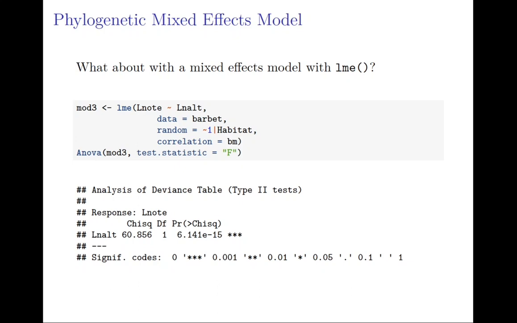But you can also do this with mixed effects models. So if you have that correlation matrix, the Brownian motion matrix, you can take your mixed effects model where you can look at the length of a note that a barbet sings as a function of its altitude. And the random effect could be habitat here. For example, birds live in different habitats, and you want to take that into account. And then your correlation would then be this phylogenetic tree, assuming Brownian motion. And here you can see that actually when we do this, we get quite a significant result.